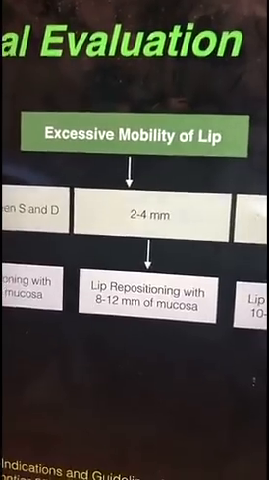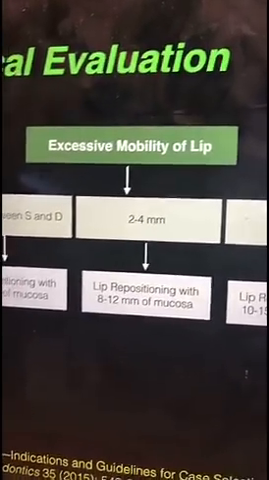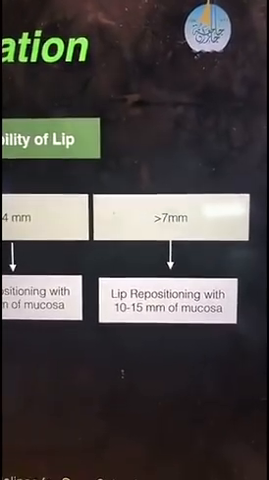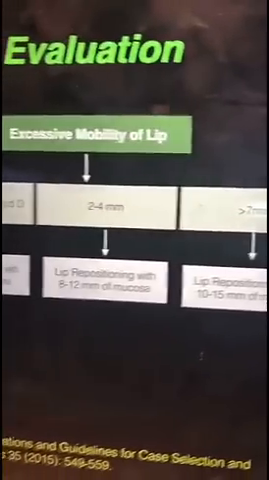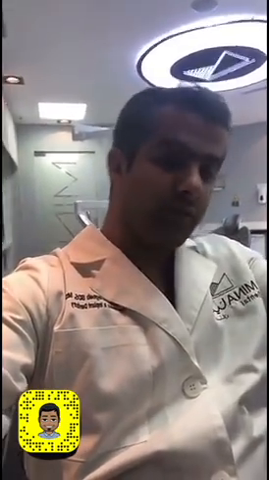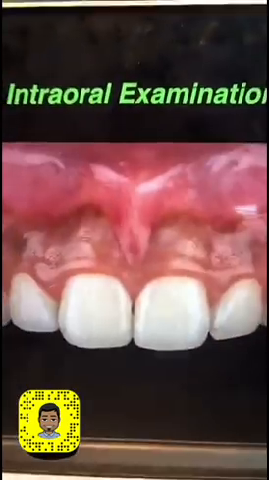If you have 2 to 4 millimeters, I take 8 to 12 millimeters of mucosa to reposition the lip. And more than 7, we need to take a big chunk of tissue just to bring the whole. So once you're done with extraoral examination to rule out the other etiological reasons of excessive gingival display, it's time to move inside the patient's mouth.